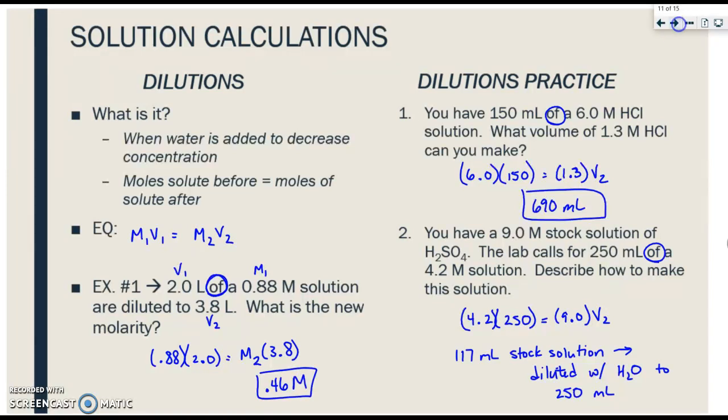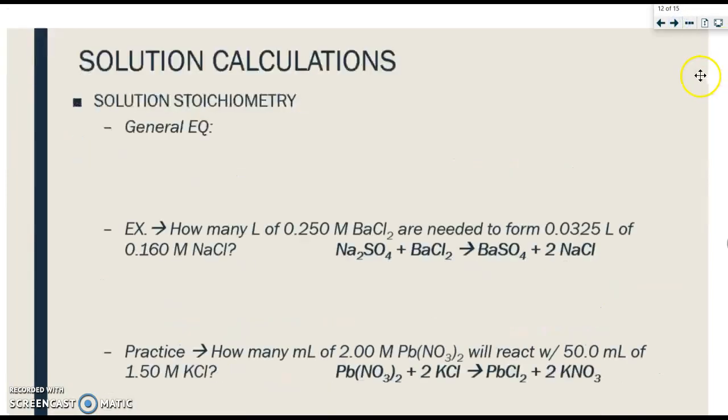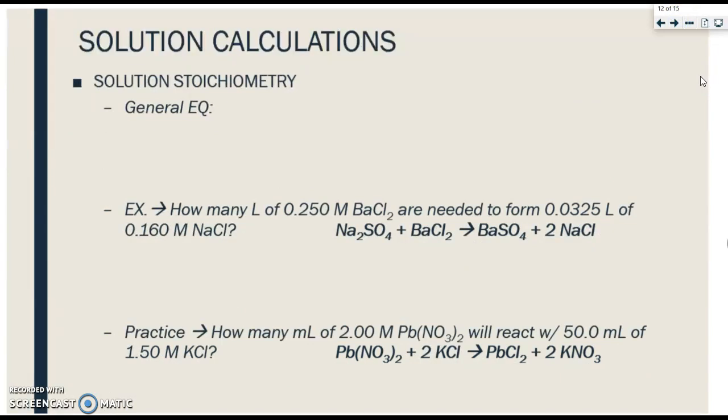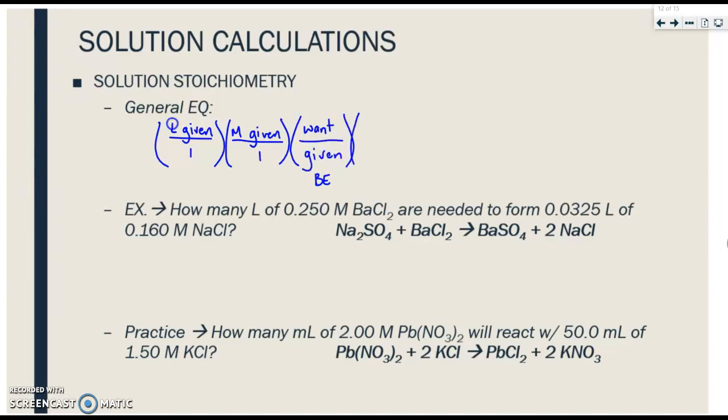Continuing on, there is stoichiometry in this unit. So solution stoichiometry, just like all the other stoichiometry we've talked about, has a generalized equation that usually works. So it is here: liters of the given over 1 times molarity of the given, we'll talk about what all this means shortly, over 1, followed by your balanced equation step where you put the coefficient of what you want over the coefficient of the given, and then it's 1 over either the molarity or liters of what you want.